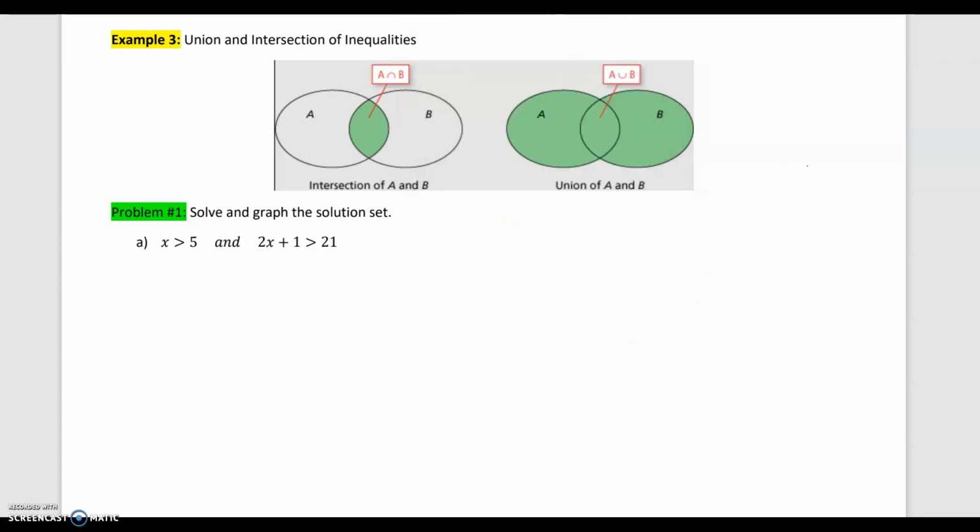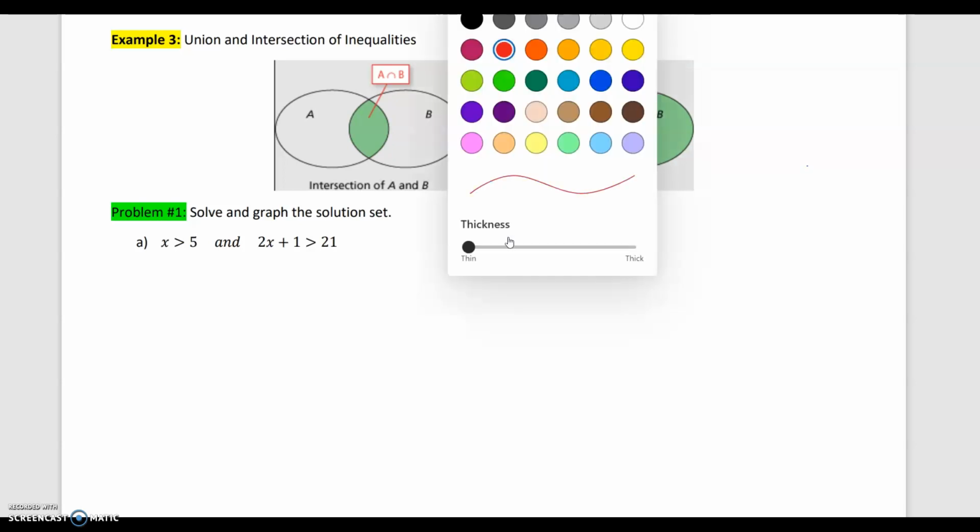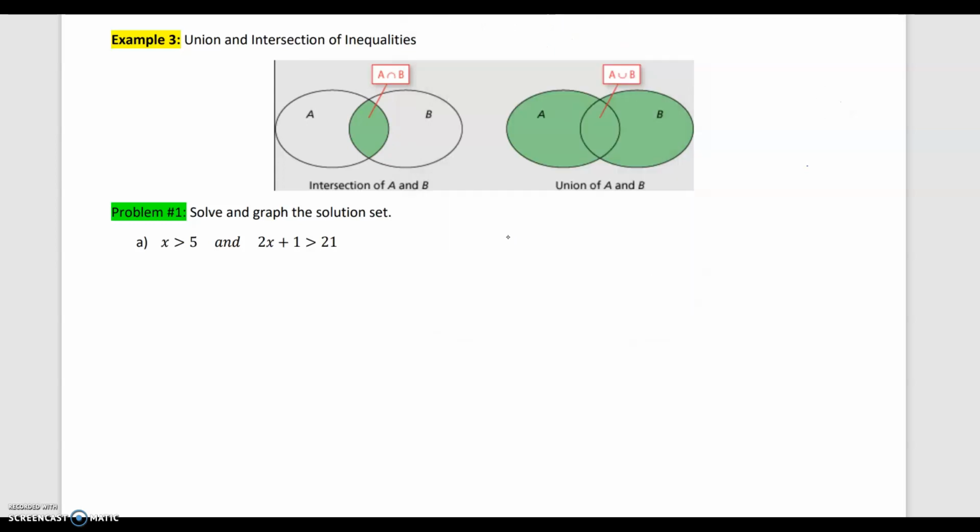Hi class, we need to take a look at another type of inequalities. And in example 3, there's going to be two main types that show up. So whenever they mention an and statement, this is the symbol of the and statement, and it represents the intersection of technically two solutions.